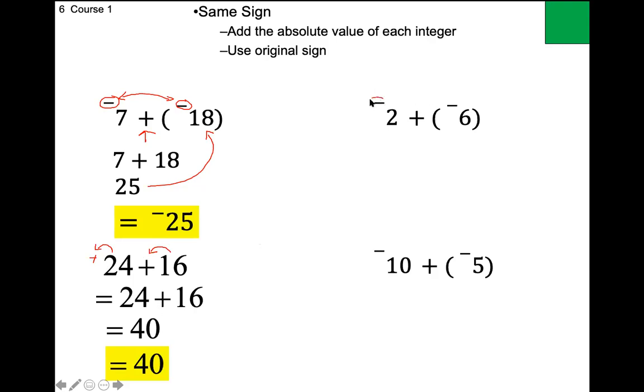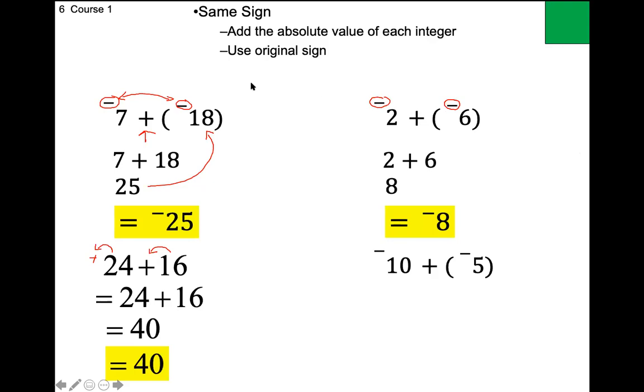Upper right, let's see, we are adding two negatives. Those signs are the same. Take the absolute value of both, and most people immediately say, oh, I see, absolute value strips all the signs and makes everything positive. That is correct. So that would be 2 plus 6. 2 plus 6 is? 8. Original signs were positive or negative? Negative. Well, the answer is negative 8.